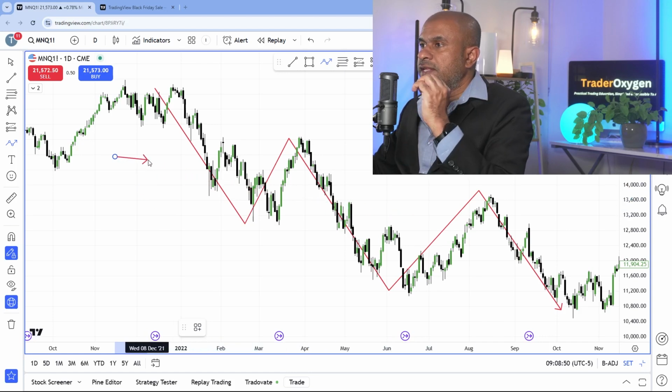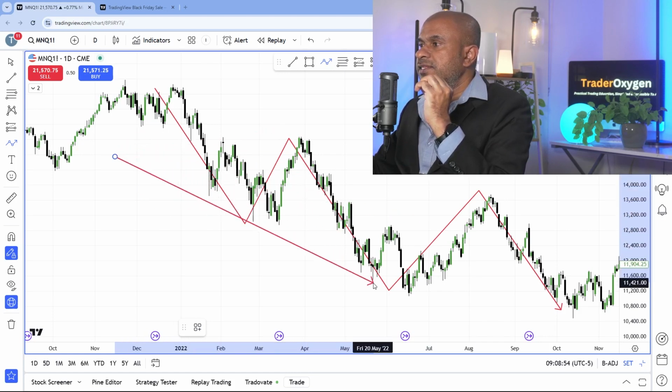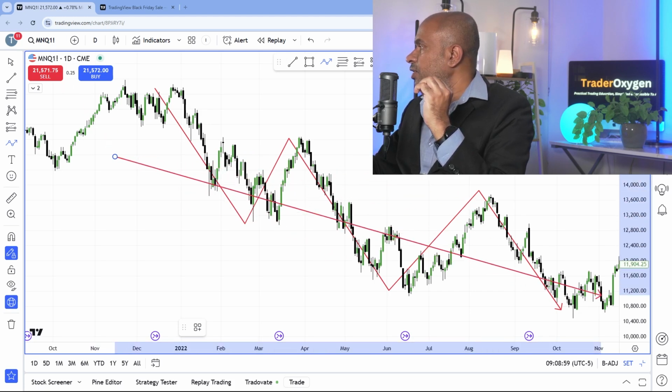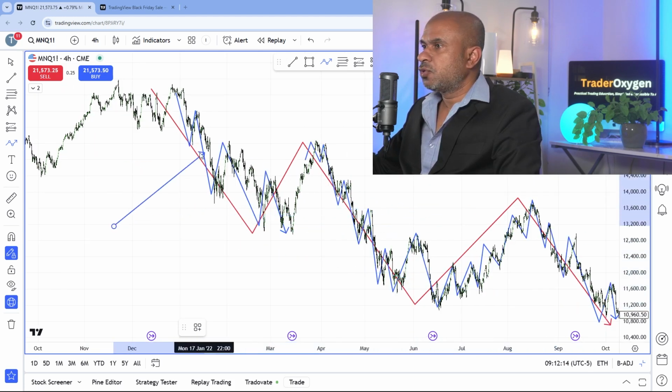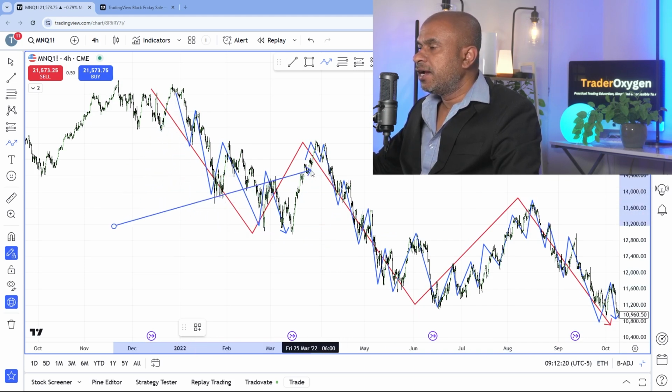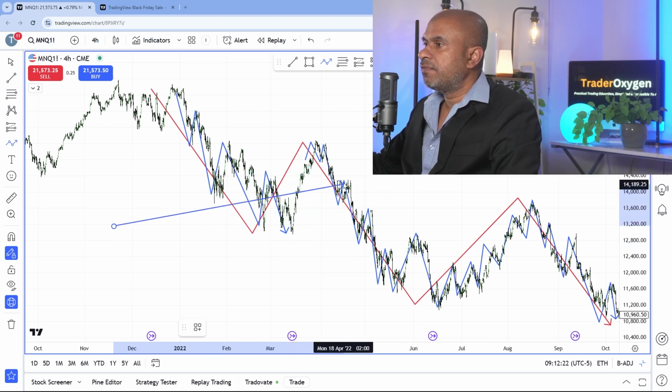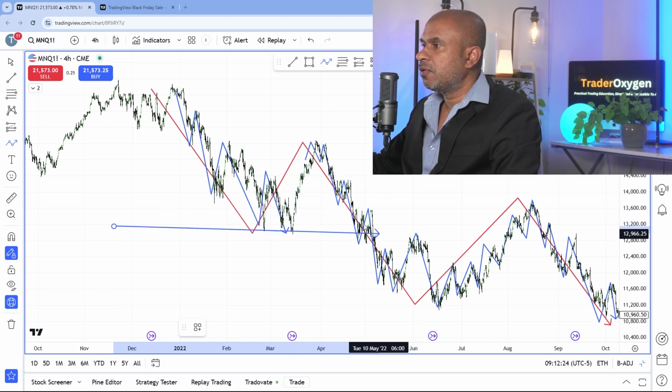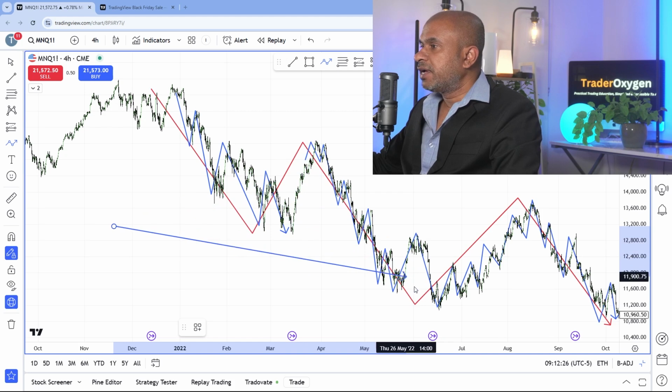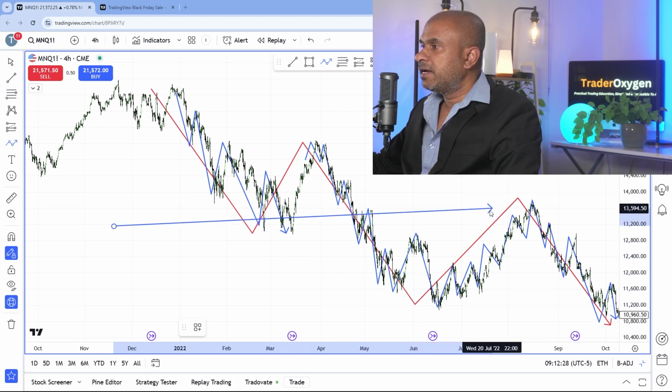Okay, so we are in the micro mini NASDAQ index daily chart. You can see the daily is in a downtrend. So now let's jump into the 4 hour. You can see during the daily downtrend leg, the 4 hour is in a downtrend, making lower lows and lower highs. Then you can see during the daily pullback, the 4 hour has gone into an uptrend.